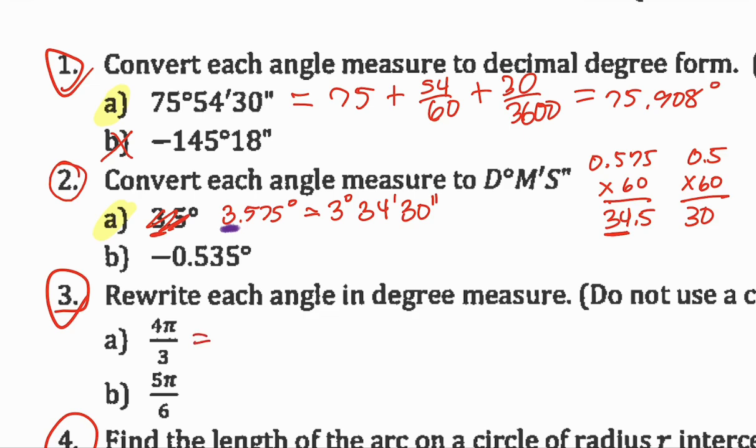Number 3. The key for number 3 is to remember that 180 degrees is a pi worth of radians. If you just know that number 4 is what it is from the unit circle, feel free to just write it down. But you can always take off the pi, replace it with 180. So 4 times 180 divided by 3 is 240 degrees. If we did the same thing for number 6, that is 150 degrees. So you should know how to do that. Take off the pi, replace it with 180. There you go.